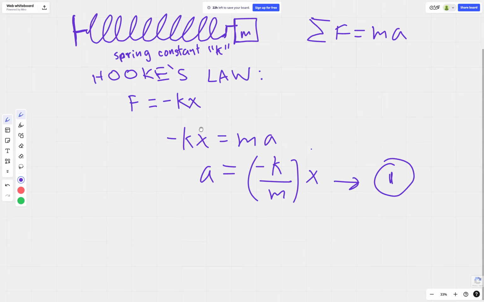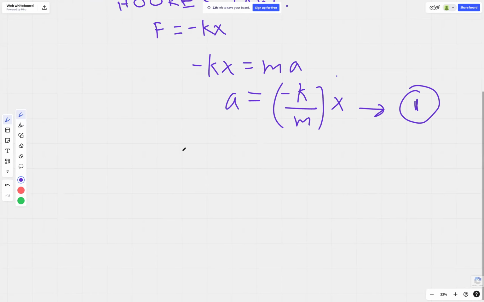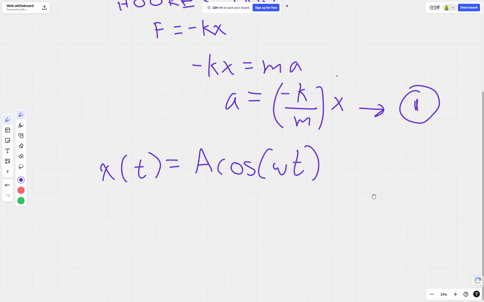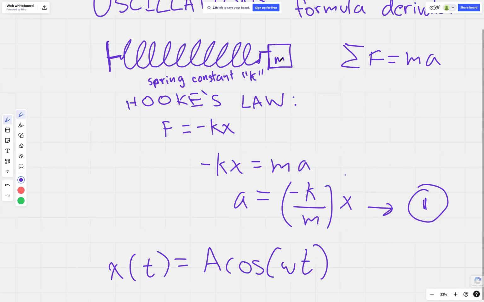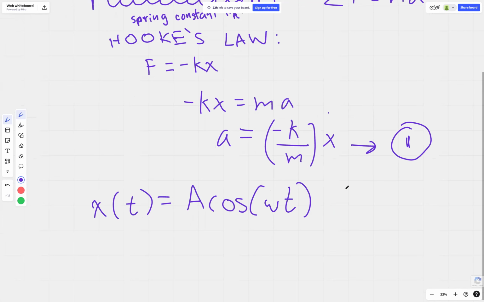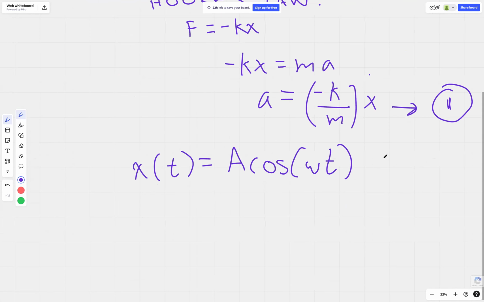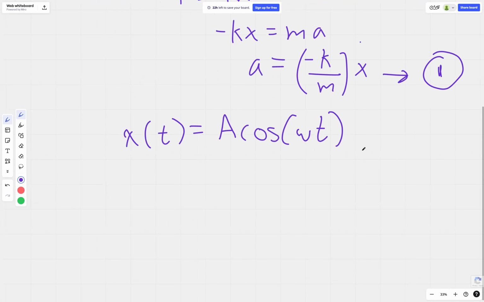Okay, and now what we're going to do is focus on a main equation in oscillations, and that is x of t is equal to A cos omega t. What this equation is telling us is it's representing the position of mass m at any given time t in this motion. And that is given by the equation x of t is equal to A cos omega t. And as I said before, we're trying to solve for the acceleration to find the time period.